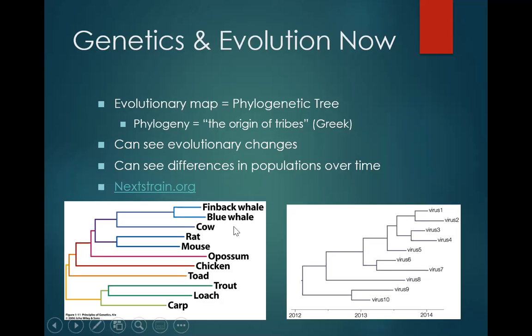That way you can see and quantify the evolutionary changes and see the differences in population over time. This site right here shows you how those divergences work in real time for the new coronavirus. So in organisms that diverge quickly, like viruses, you can see that happening over time, even over a period of months. With most organisms, you're seeing that over a period of millions of years.